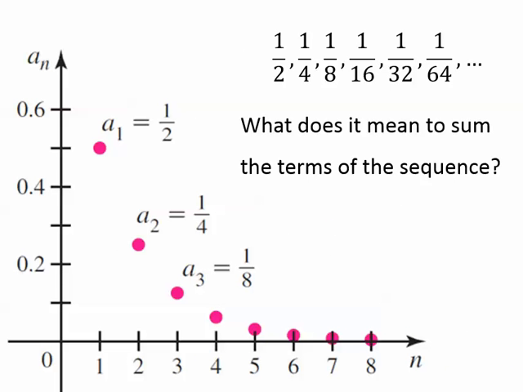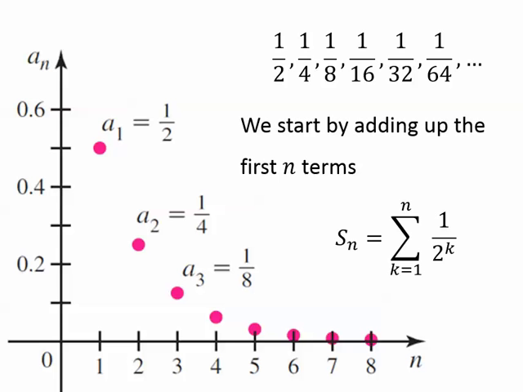Now, the question becomes, what does it mean to sum or add up the terms of the sequence? Keep in mind that we have an infinite number of terms. So if you have an infinite number of objects, how in the world would you ever add them up? How is that possible? We start by adding up the first n terms. And let's go ahead and do that.